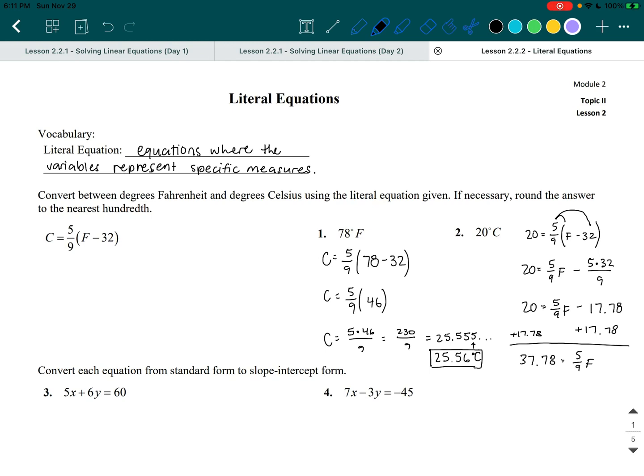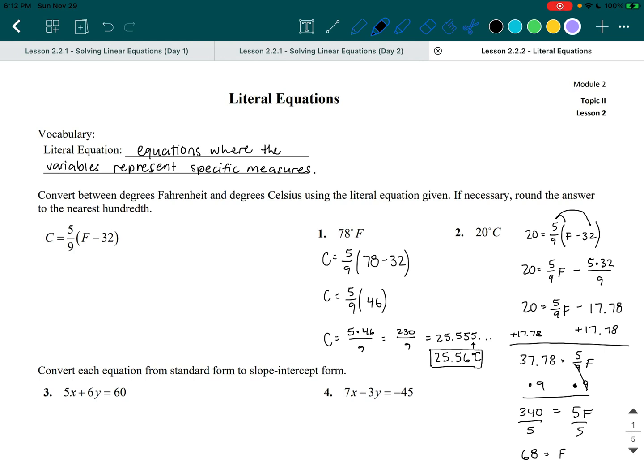Okay, and then from here, to neutralize this fraction, remember I said every fraction is a division problem. I want to multiply by 9. So that's going to give me 340 is equal to 5F. How did I get the 5? Well, the divide by 9 and the multiply by 9 canceled out. We were left with the 5. Now we can divide, and that will give us 68 is equal to F.